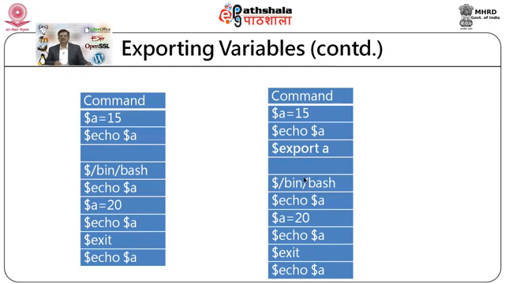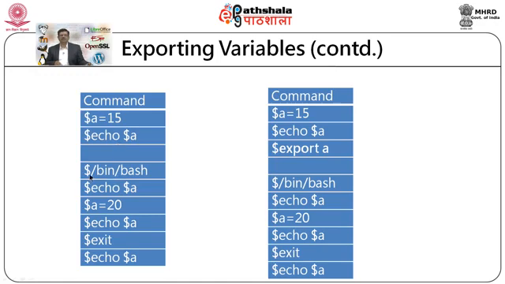Let us see an example. There are two screens or there are two columns. In the first one we are not using export command, in the second we have used export command. So, let us see what difference it makes. Let us begin with the first column. We are creating a variable a which stores value 15. This can be executed at command prompt, there is no need to create a shell script. Then we are displaying the content of variable a using the echo command.